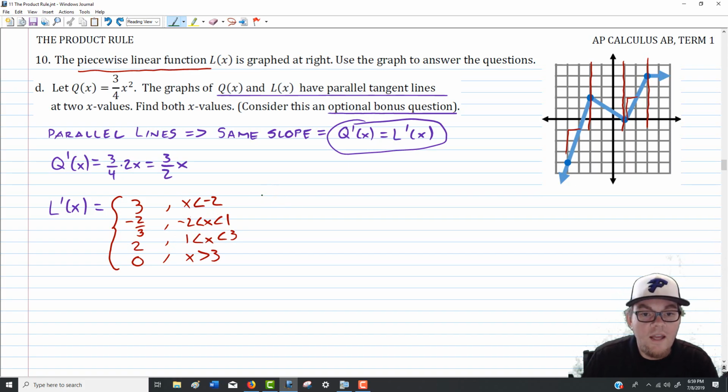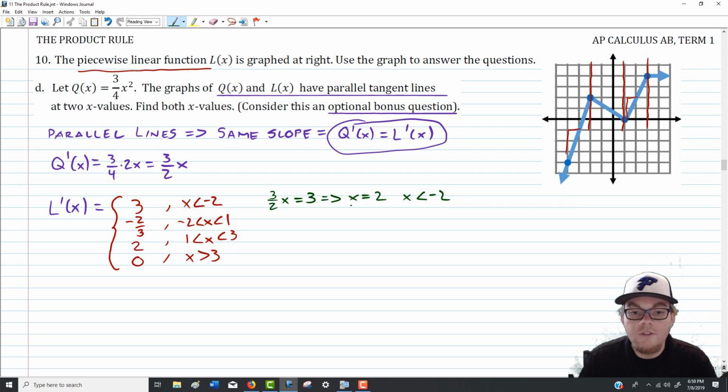So for instance, if Q prime equals L prime of x, then 3/2 x would be equal to 3. If that's true, that means that x is equal to 2/3 of 3, which is 2. But x was supposed to be less than -2, and 2 is not. So this one does not provide us a value. There's no place on the interval x less than -2 where the derivatives are the same, meaning there's no place where the tangent lines are parallel.